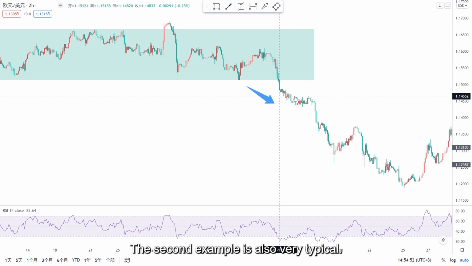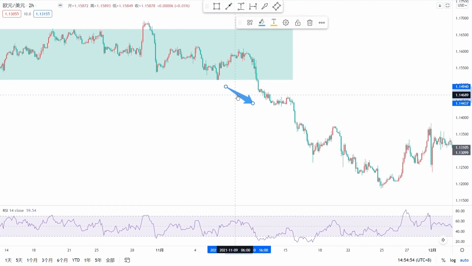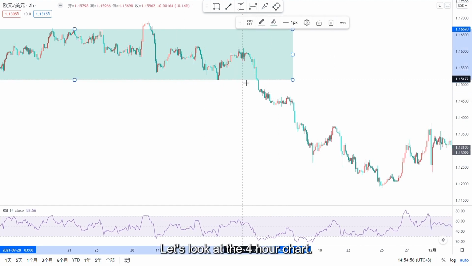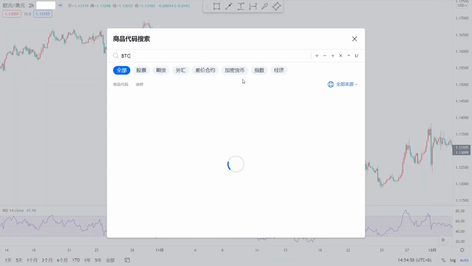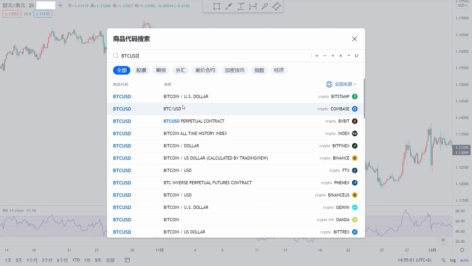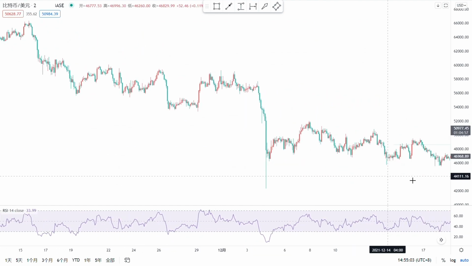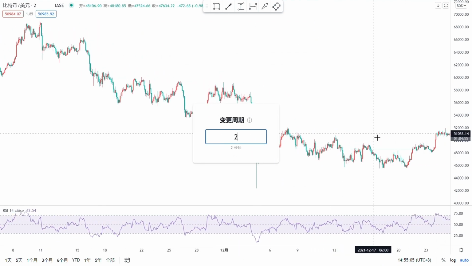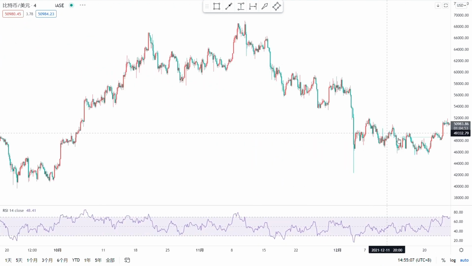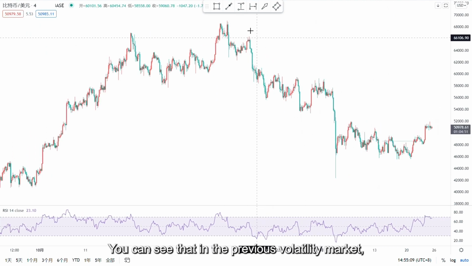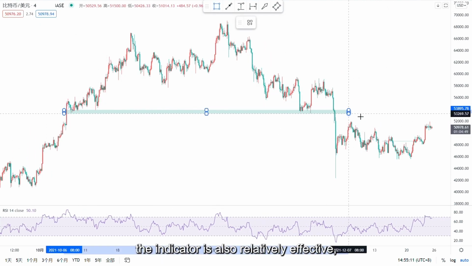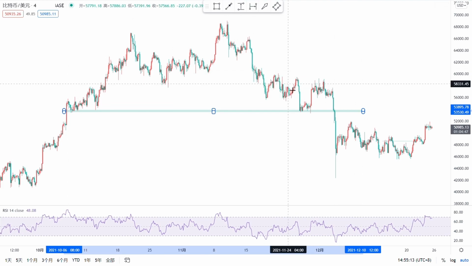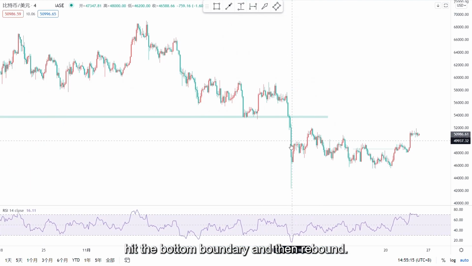The second example is also very typical: Bitcoin. Let's look at the 4-hour chart. Again, in this interval, before this position was broken, you can see that in the previous volatile market, the indicator is also relatively effective, hitting the bottom boundary and then rebounding.